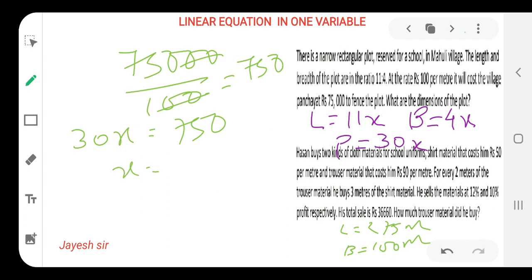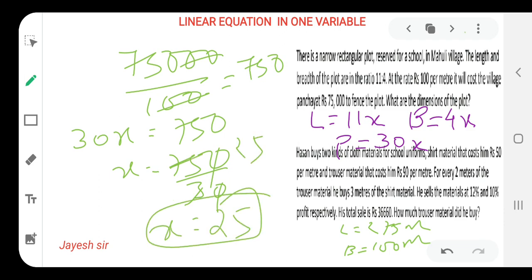Now the value of x would be 750 upon 30. That we can cancel and we'll get 25. Again we are getting the value of x as 25, and again the length and breadth would be 275 and 100 meter only. So this method can also be done. I hope you all might be getting it, friends. And this was the easy type of sum as we have done this in previous classes also.